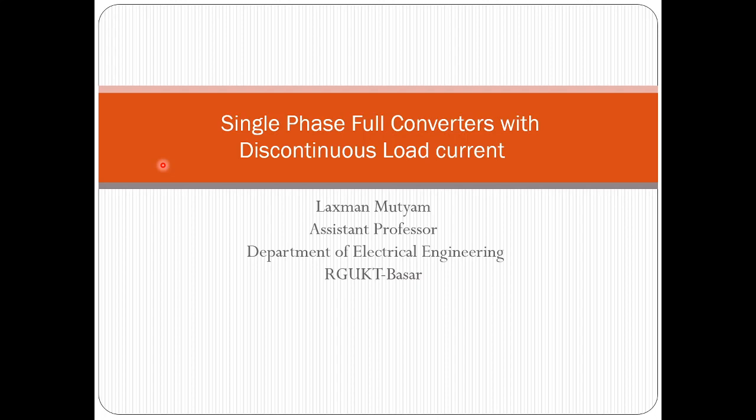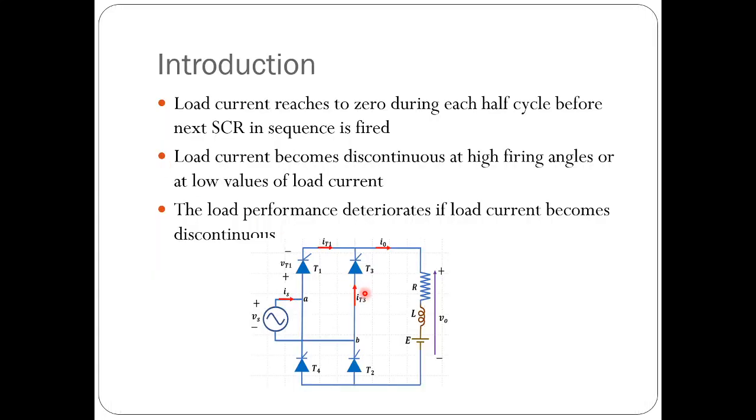In this session, we shall discuss single phase full converters with discontinuous load current. So far we have seen operation of full converter with continuous load current. Load current was continuous, assuming that load inductance is very large. So what would happen in the continuous current case? Either thyristor 1 or thyristor 2, thyristor 3 or thyristor 4. So either this pair or this pair would conduct so as to maintain continuous current at load side.